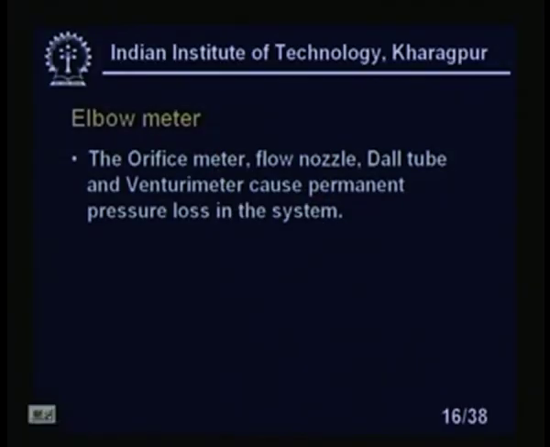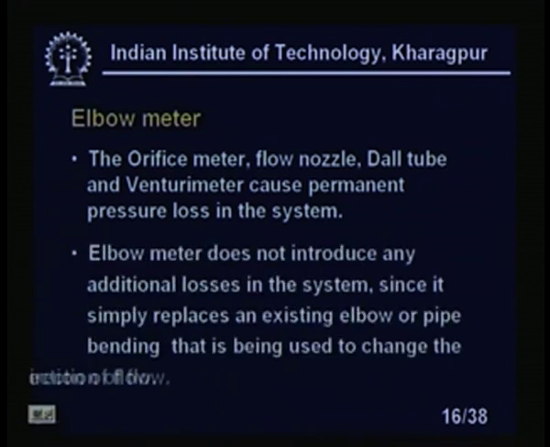The orifice meter, flow nozzle, dall tube and venturi meter, we have seen, cause permanent pressure loss in the system, right. All of these, flow nozzle, dall tube, more or less, obviously make some permanent pressure loss. In the venturi meter there are different types, long and short. In the long one, we have much better pressure recovery. In the short one, we have less pressure recovery. In the orifice meter, pressure recovery is worse, right.